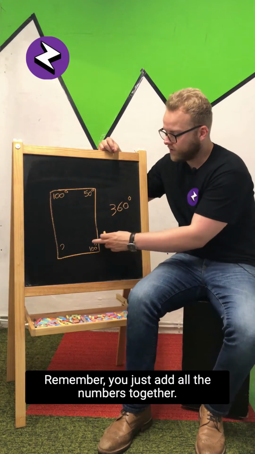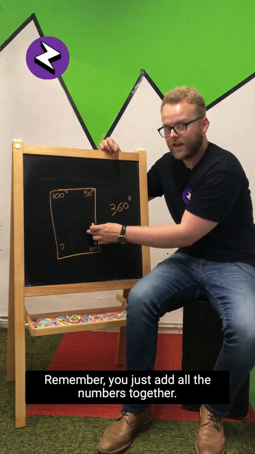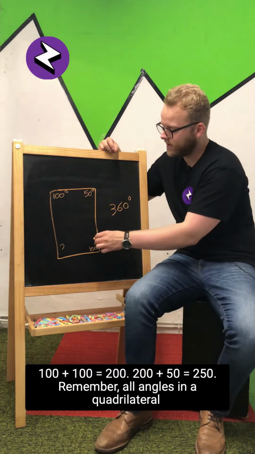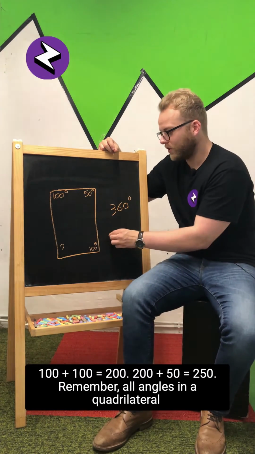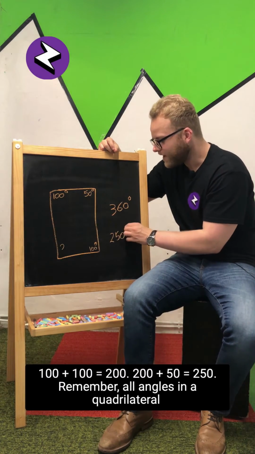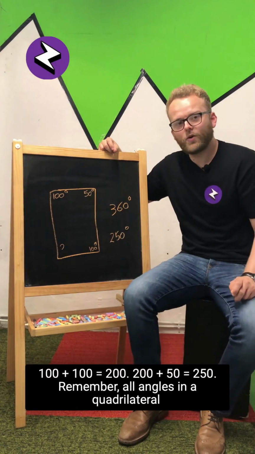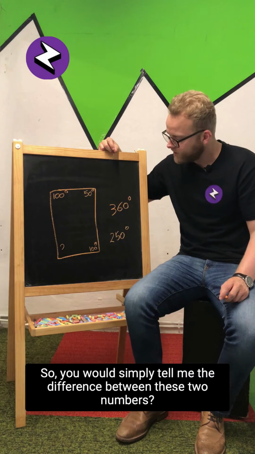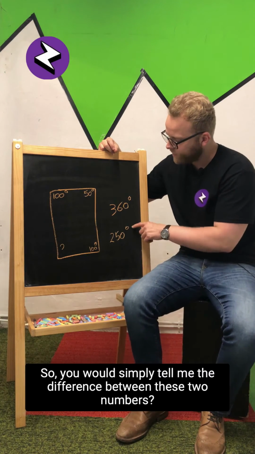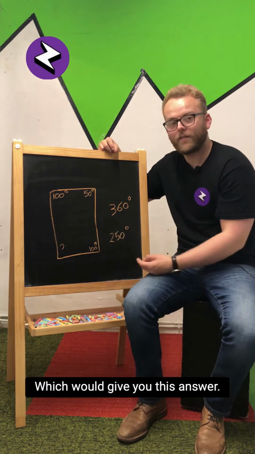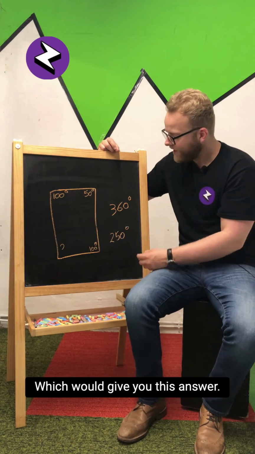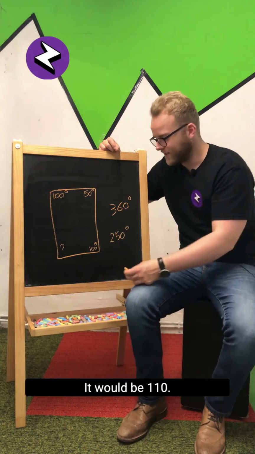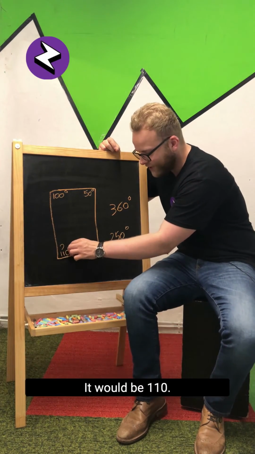So what you do is, remember, you add them all together. So it would be 100 plus 100, which is 200, plus 50, so you're at 250. Now remember, angles in a quadrilateral add up to 360. So you would just tell me the difference between these two, and that will give you that angle. So yes, you're right. It would be 110. So this angle would be 110.